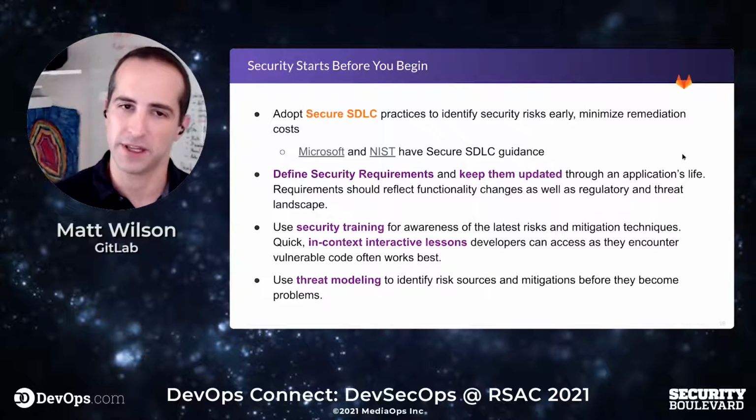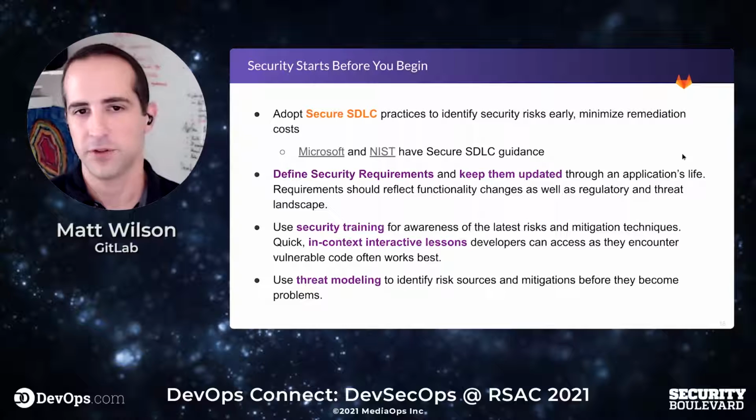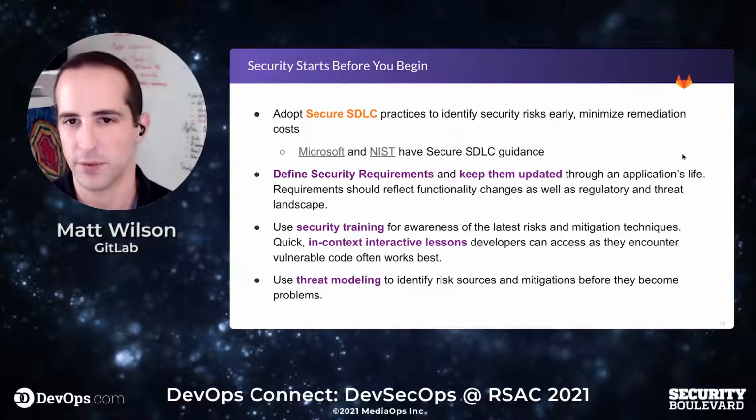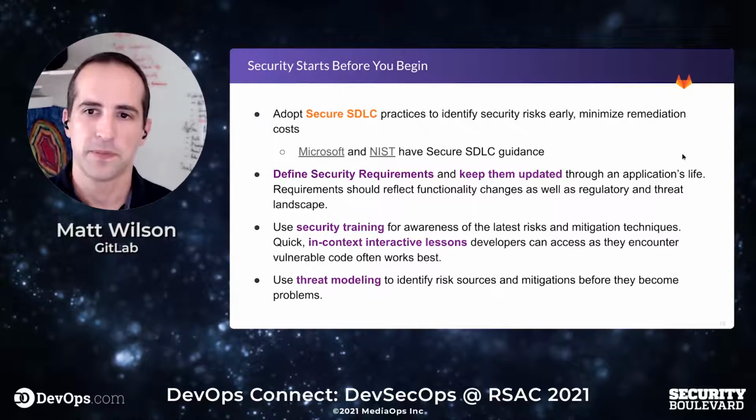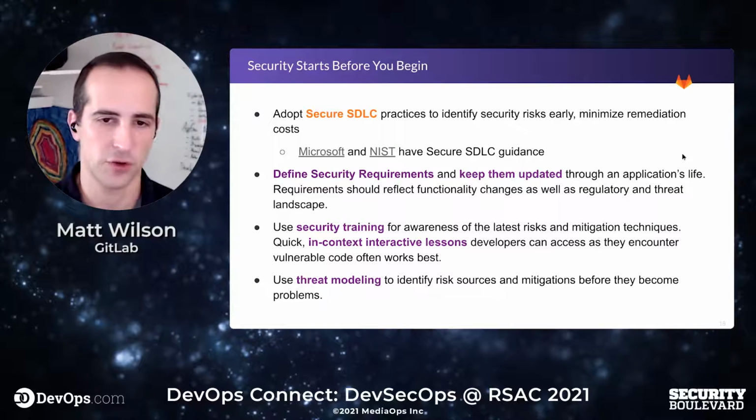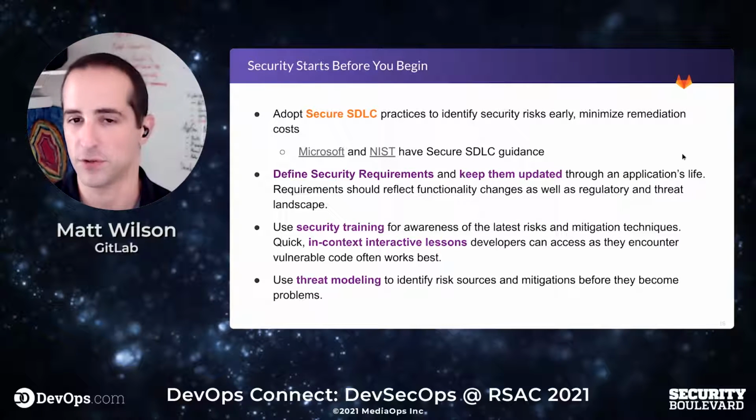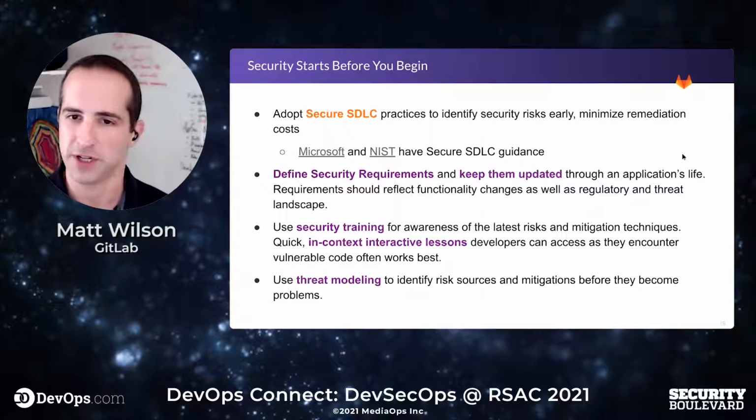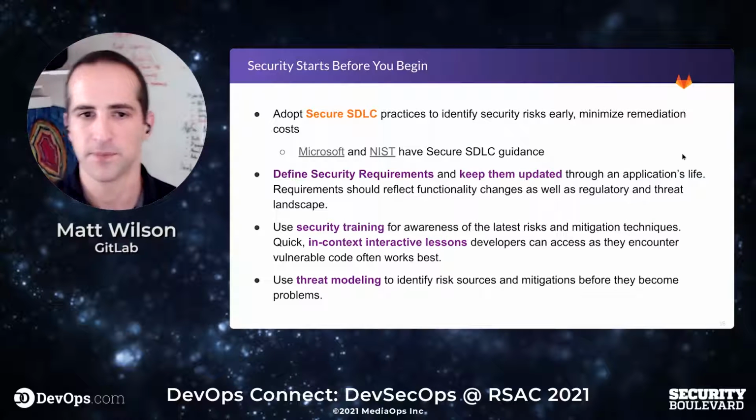So going back to the left side of the input side, a lot of this is really around adopting secure SDLC practices. So if you haven't already, Microsoft and NIST provide two good reference points that you can start with. But there's a few key things to keep in mind. You want to make sure that you've got well-defined security requirements that you keep updated. So it's not just about functionality changes, it could also be regulatory and threat landscape changes.